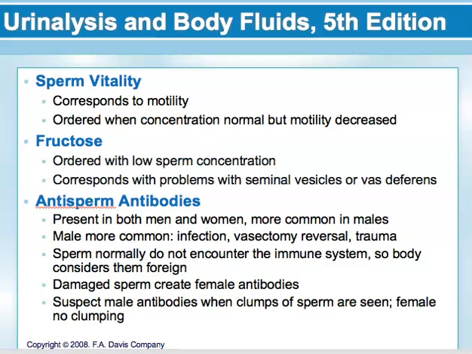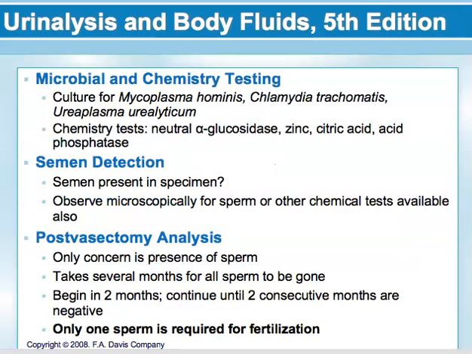Antibodies could be suspected in the male if clumps are seen during the semen analysis. They can be suspected in females if the semen analysis is normal but continued infertility is a problem. This can be tested for in women by mixing semen with the female's serum or cervical mucosa and looking for agglutination. They have quick kits also available for antibody detection.